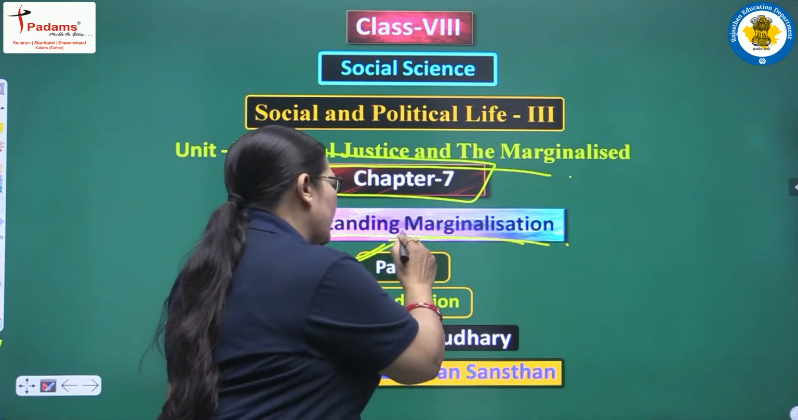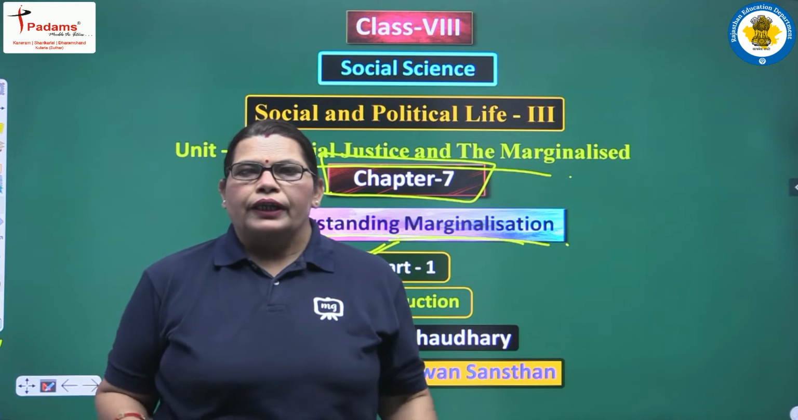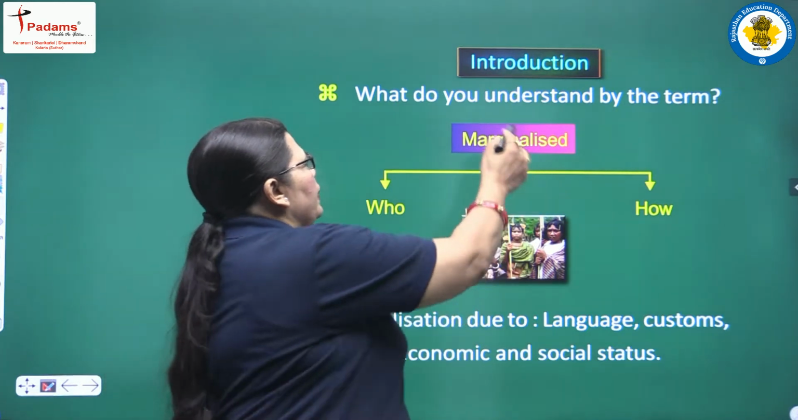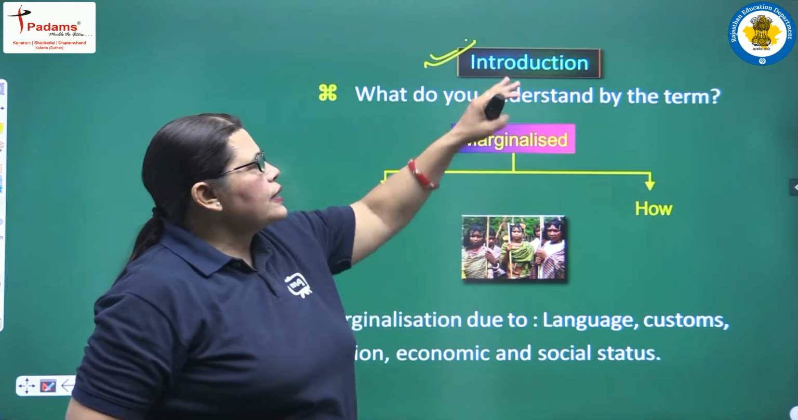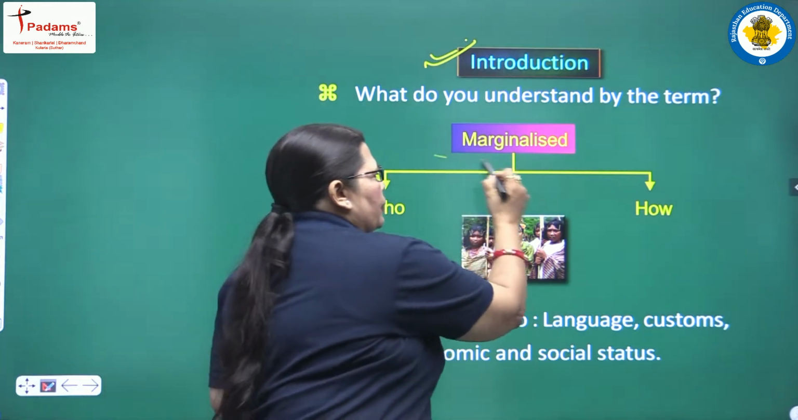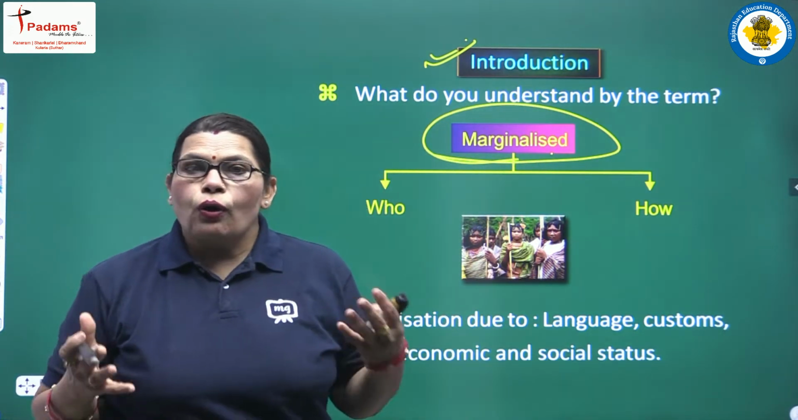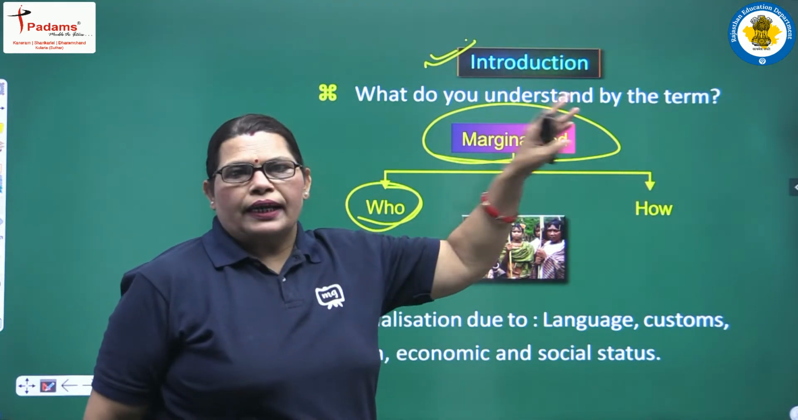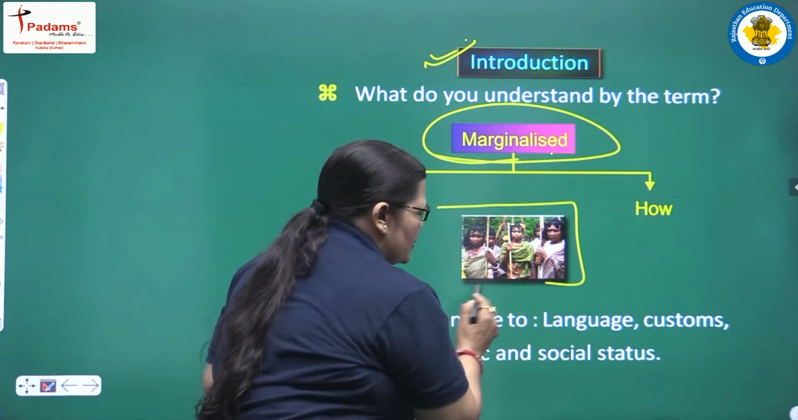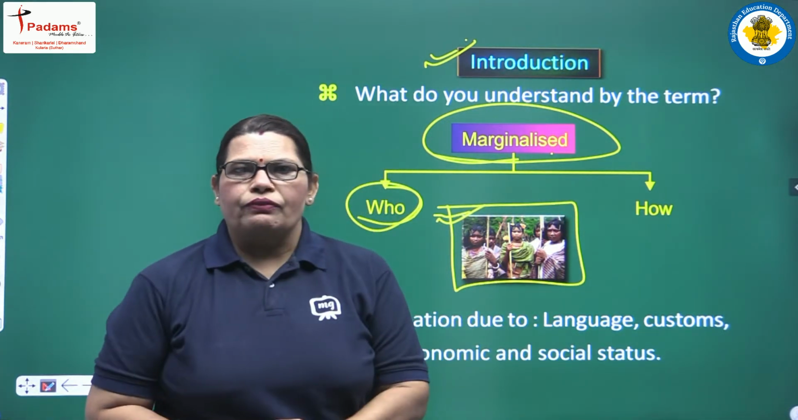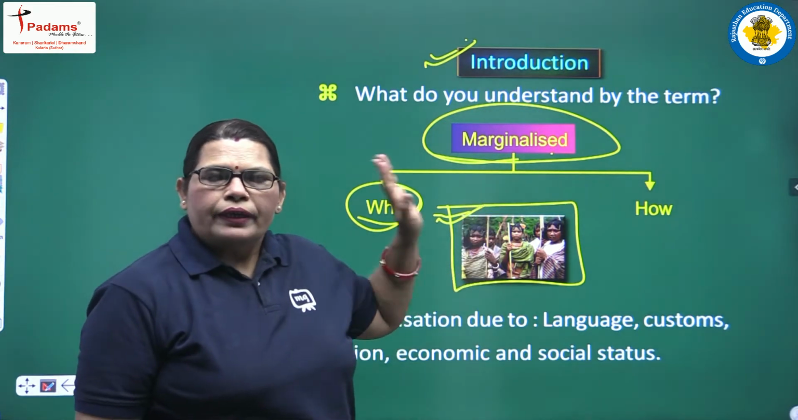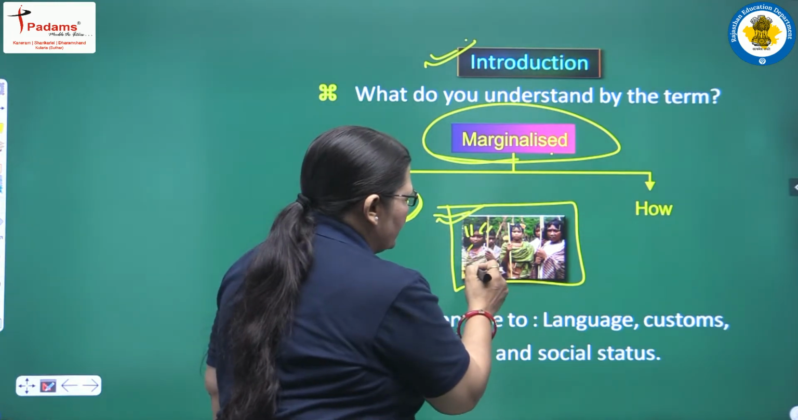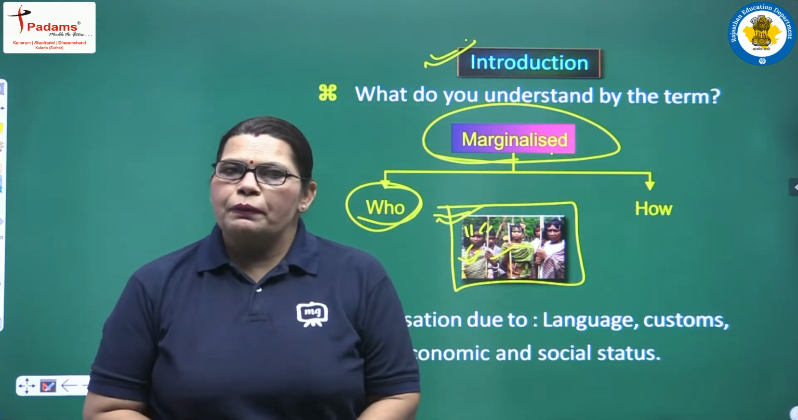So today we are starting with the introduction, and here is a simple example for all of us. When we take the introduction, what do you understand by the term? It means marginalized. Marginalized of whom? Who is marginalized and how are they marginalized? See, this is the example, this is the picture. What do you recognize from this picture, students? Yes, something different, it means tribal people are here.